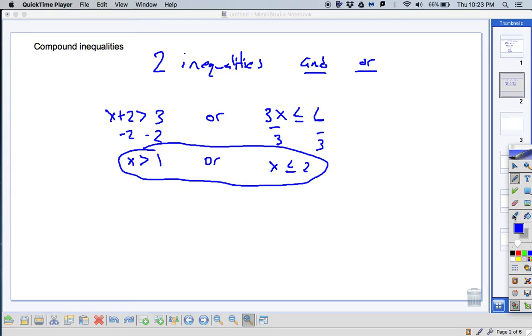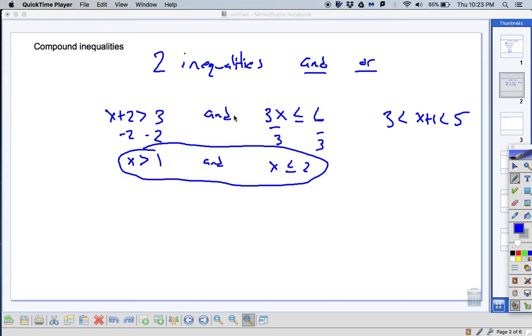Now, if it was and, we would actually do the same thing. So one thing you can do is have the word and written here. And when the word and is written here, there is no change whatsoever. You're going to just solve them both separately, and the word and stays in the middle. But this is not the only way that you can write it. Sometimes you could write the word and like this: 3 less than x plus 1 less than 5. This is also an and statement.